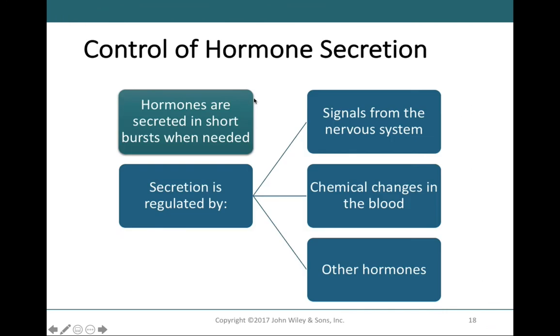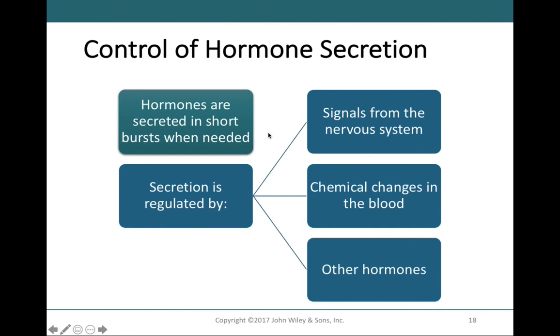So what's interesting about hormones is that they are frequently released in little bursts. These bursts tend to be brief, however, they release many hormones every time we have a burst. The more hormones that need to be released from a particular endocrine cell, the more frequently these bursts will occur in reference to each other. The three signals that regulate hormone secretion are, of course, signals from the nervous system, chemical changes that occur in the blood, and of course, different hormones can affect the rate of release of the particular hormone that we're looking at.